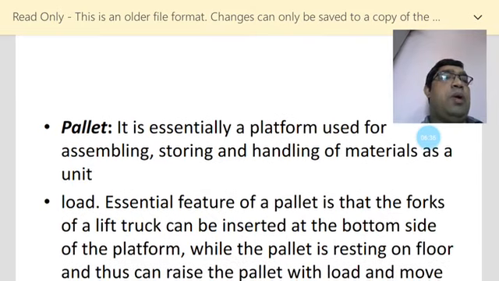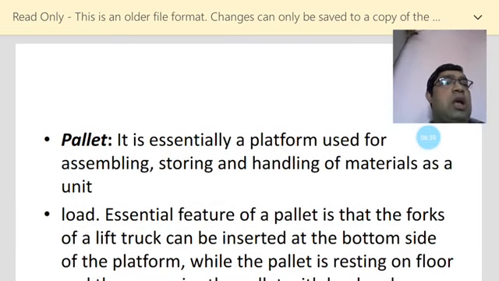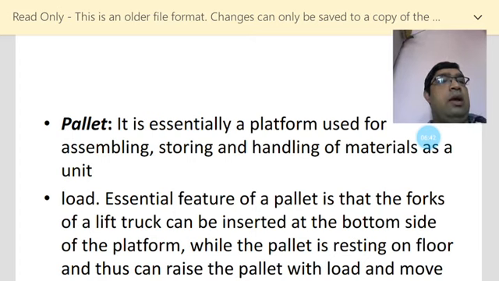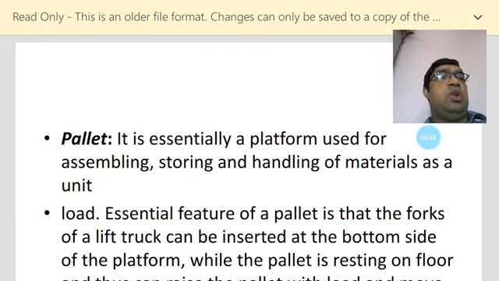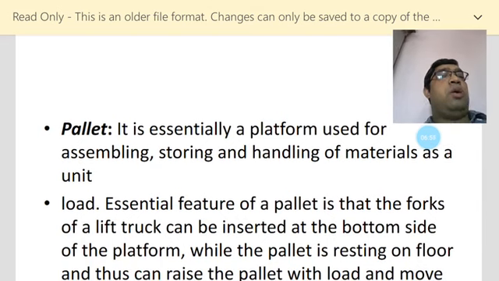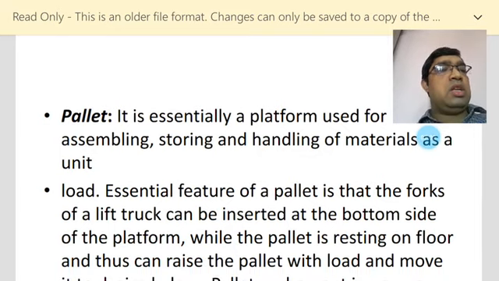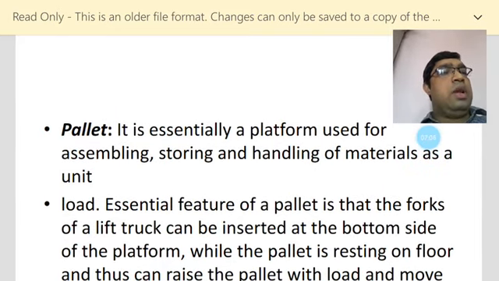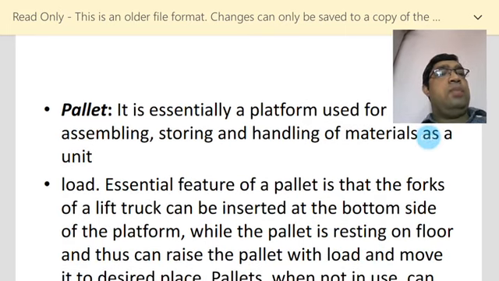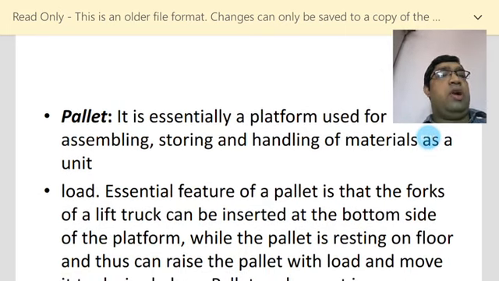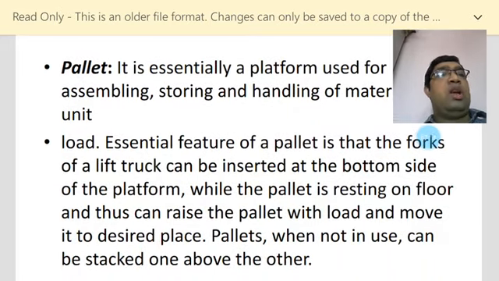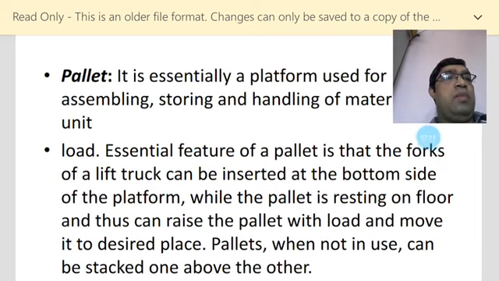Another thing you can see: the pallet is essentially a platform used for assembling, storing and handling of materials as a unit. Basically, at assembling time these pallets are very essential, and at storing time the pallets are also very essential. Very little effort is required from the person, because this type of loading or storing is done by manual labor, and the manual labor requires less effort during the assembling and the storing and handling of materials as a unit load.